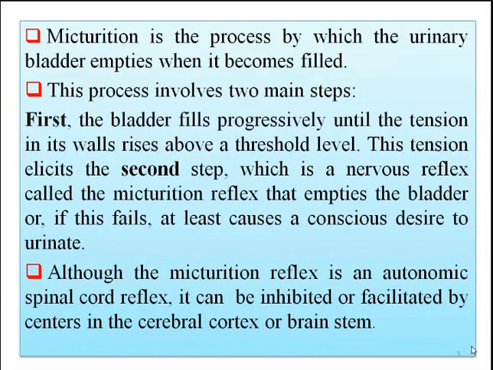So micturition, as you know, it is the process by which the urinary bladder empties when it becomes filled. This process involves two main steps. First, the bladder fills progressively until the tension in its wall rises above a threshold level. This tension elicits the second step, which is a nervous reflex called the micturition reflex that empties the bladder, or if this fails, at least causes a conscious desire to urinate.